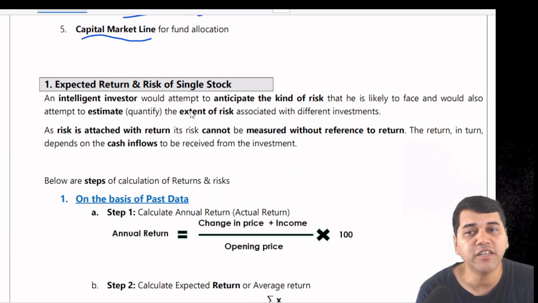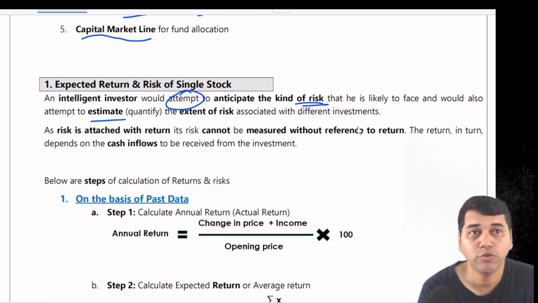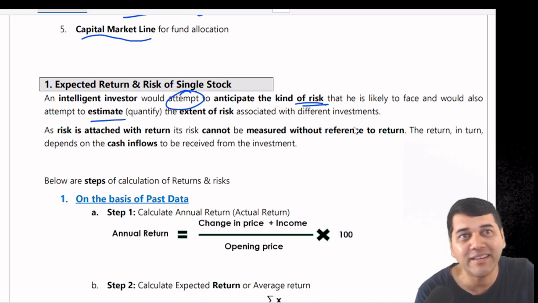An intelligent investor would attempt to anticipate the kind of risk that is likely to be faced. Risk means the difference between expectation and reality, and would also attempt to estimate and quantify the risk associated with the different investments. So you should give mock tests because you are an intelligent student, so that you can anticipate where the risk can come from.